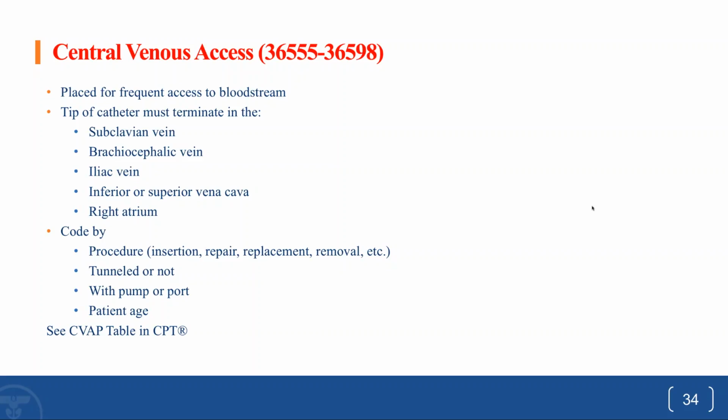Then you're going to ask yourself, the device that they're inserting or whatever they're getting ready to do, is it tunneled or not? Because then you can move your fingers over on which column you need to be in. Third, is there a pump or a port? With pump, with port, or is it without? And then the last step is the age of the patient.